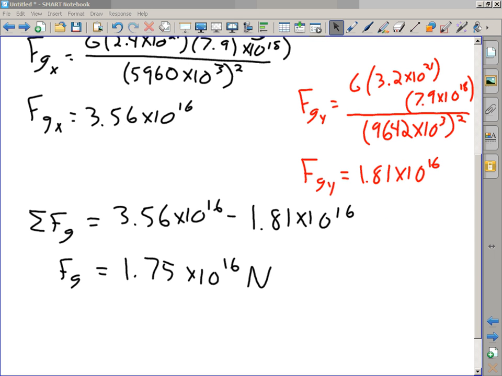Going back and fixing the math there, 1.75 times 10 to the 16th newtons. I need a direction. Remember, force is a vector. That's a magnitude. What direction is this thing going? Yeah, towards x. So that works. Towards x. That'll be just fine.